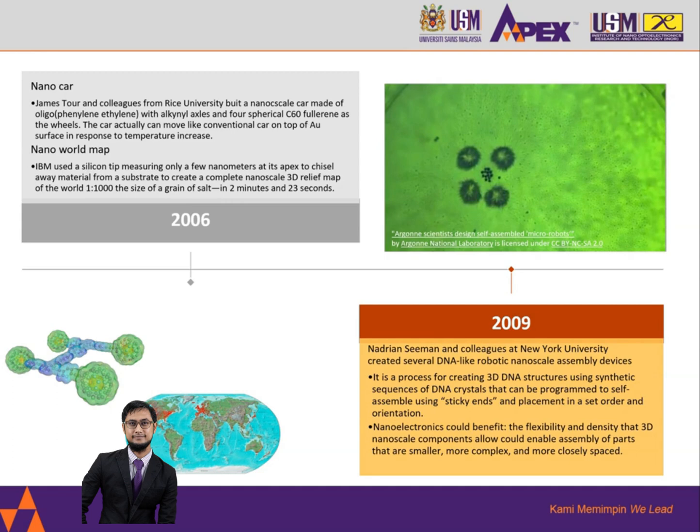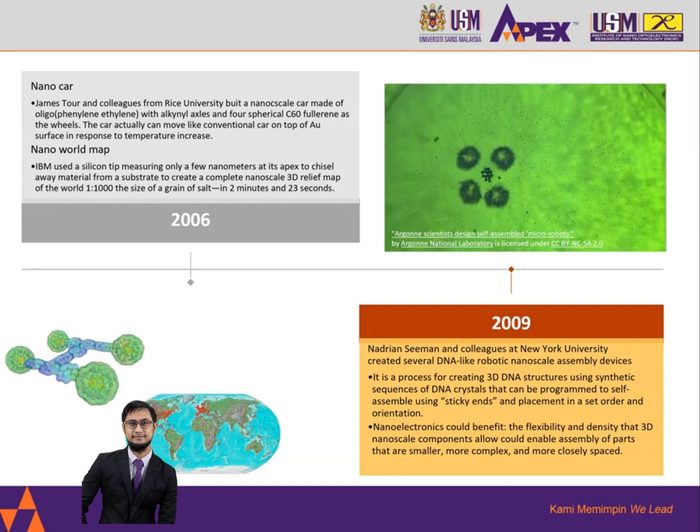In 2006, we have two important milestones in the field of nanotechnology. The first is the development of a nanocar by James Tour and colleagues from Rice University. They built a nanoscale car made of oligo(phenylene ethynylene) with alkynyl axles and 4 spherical C60 fullerenes as the wheels. The car actually can move like a conventional car.